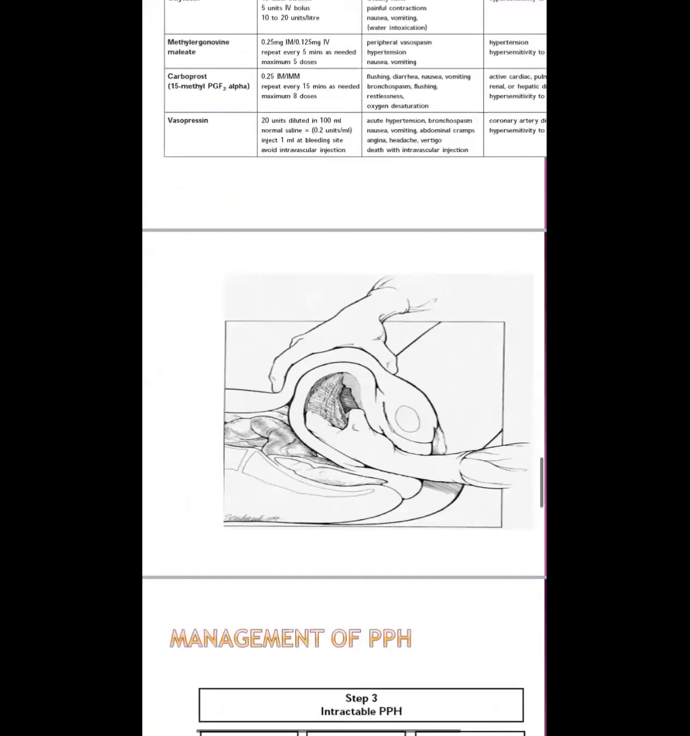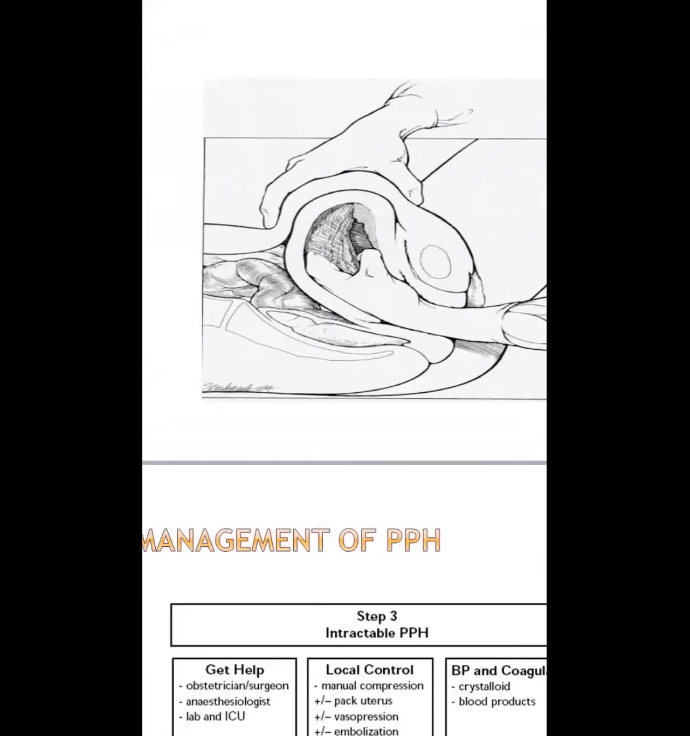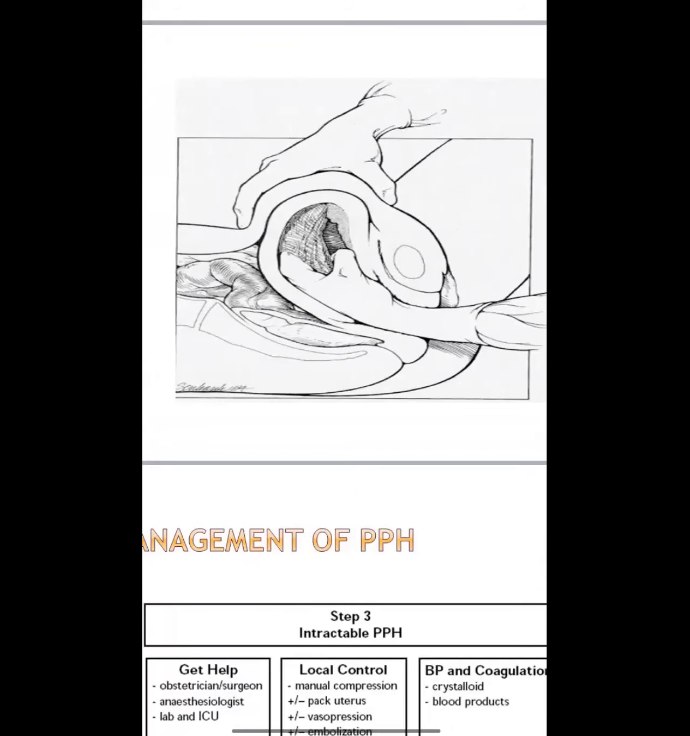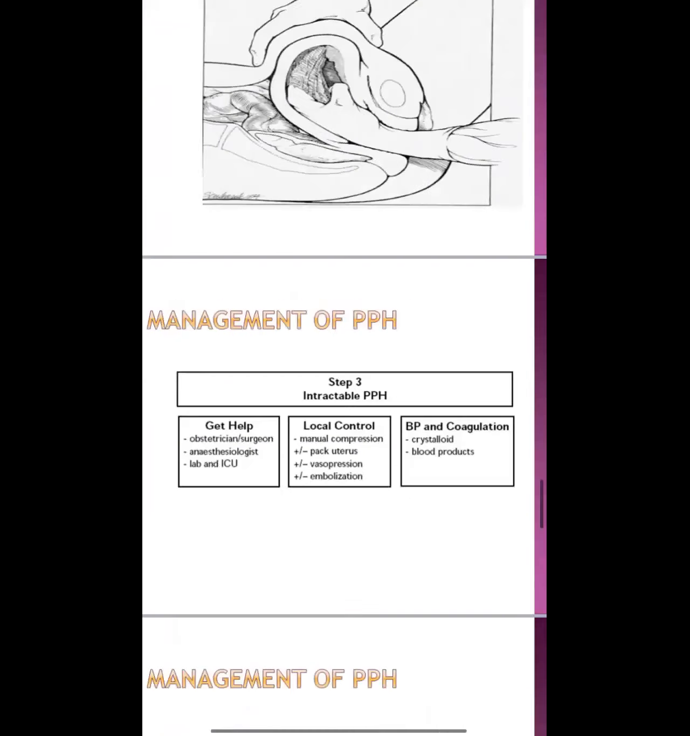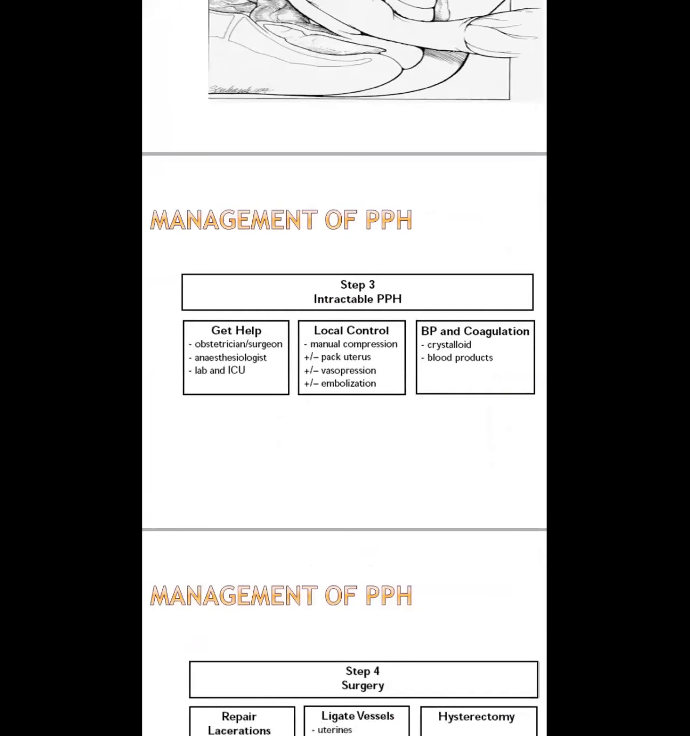And actually the tissue is retained, and this is the picture showing manual removal of placenta. Next is continuation of the management. Step one was initial assessment and resuscitation of your patient, then identification of the cause, and then management directed to the cause. And the third step is intractable PPH.